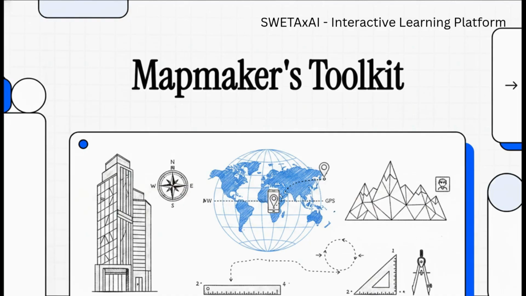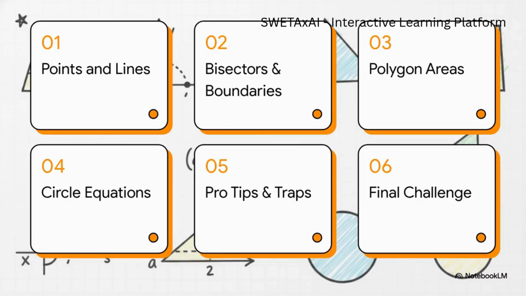The crazy thing is, none of those exist without coordinate geometry. By mastering these concepts, you're essentially getting your hands on a master mapmaker's toolkit. We're going to learn how to precisely pinpoint locations, measure exact distances, draw perfect boundaries, and even map out curved spaces. So if you're ready to manipulate the grid and decode the very language of space itself, well, you are absolutely in the right place. Let's get into it. Okay, let's dive right into our roadmap for today.